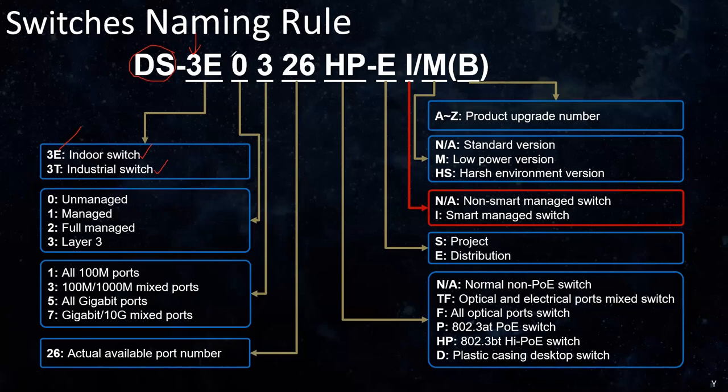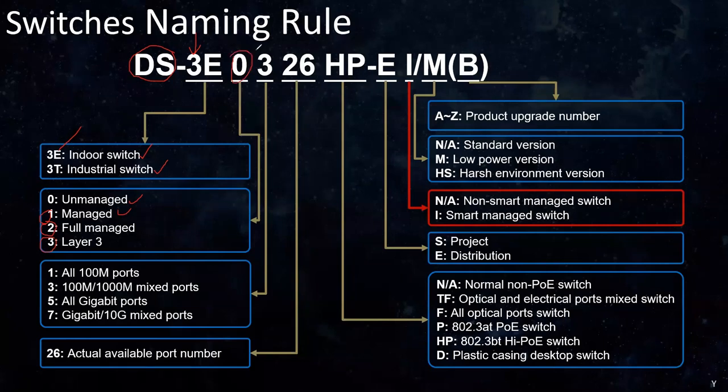After that, we have another very important digit that denotes whether the switch is managed, or whether it has manageable functionality. You can see from here, we have 4 categories. If it is 0, definitely it is an unmanaged switch. If it is a 1, it is a managed switch. And if it is a 2, it is a full managed switch. And finally, we have layer 3, if it is number 3. We will discuss in detail what these categories are and how we can identify them by each feature depending on the categorization.